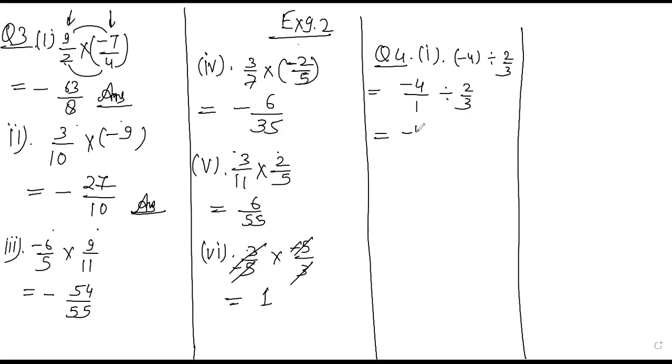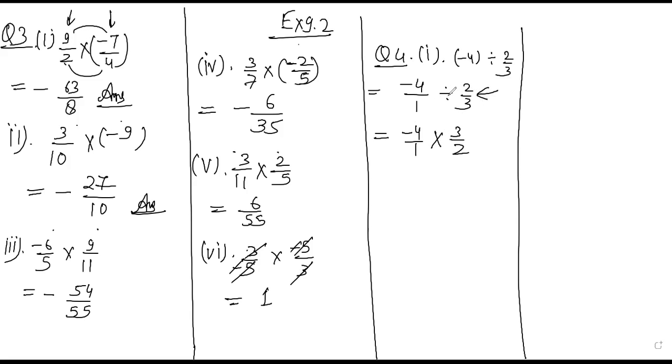So now 4 upon 1. Now in division, the number which is written after the division sign, you have to make it reciprocal. That will be 3 upon 2, and the division sign will be converted into a multiplication sign.